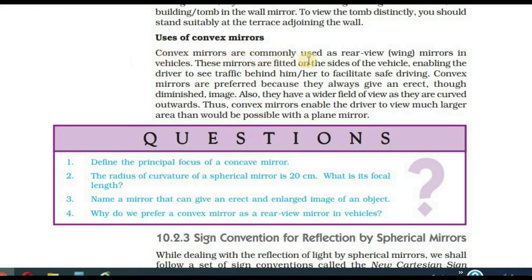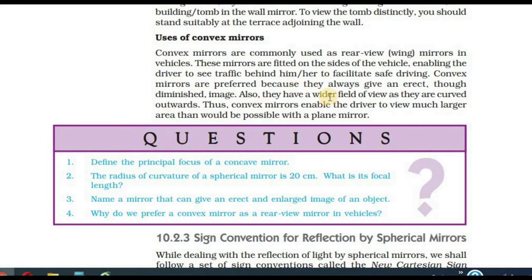Uses of convex mirror. Convex mirrors are commonly used as rear view wing mirrors in vehicles. These mirrors are fitted on the sides of the vehicle. You all are familiar with convex mirrors. Why do we use convex mirrors as rear view mirrors? They enable the driver to see traffic behind him or her to facilitate safe driving. Convex mirrors are preferred because they always give an erect, though diminished image. Also, they have a wider field of view as they are curved outwards.